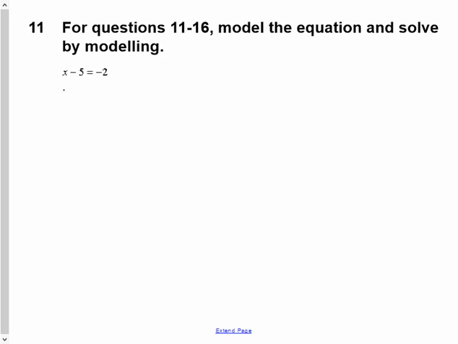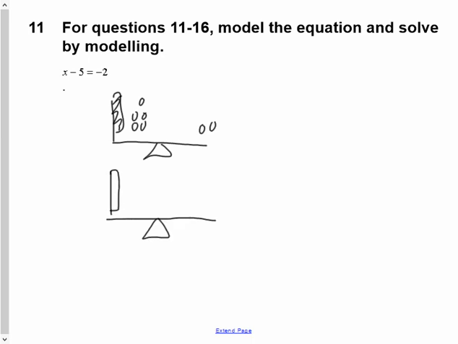Question 11 says, for questions number 11 to 16, model the equation and solve by modeling. So, x minus 5, this is x and this is a constant of minus 5, is equal to negative 2. So our goal in algebra, as Marcus will tell you, is to isolate the variable, or to get x by itself. And we have this negative 5 that we have to get rid of.